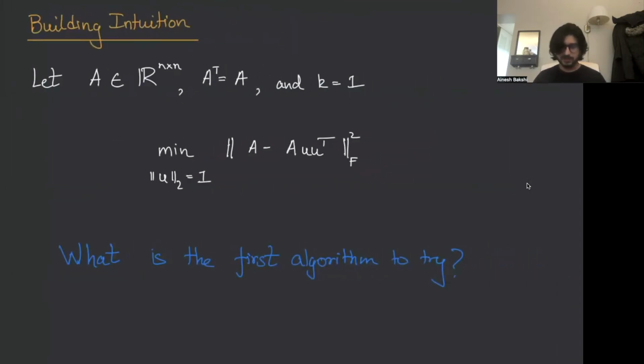Okay, once we fix this model, what is a really natural algorithm to try to solve the low-rank approximation problem? Let's consider a special case where A is actually a symmetric matrix, and K, the target rank, is just 1. In this case, we're trying to solve the following optimization problem. We're looking for a unit vector U, such that if we look at the difference between A and A times U U transpose, this distance is minimized in, say, the Frobenius norm. So we can think of this as finding a rank 1 projection that is the closest to the input matrix A. What would be a natural algorithm to try here?